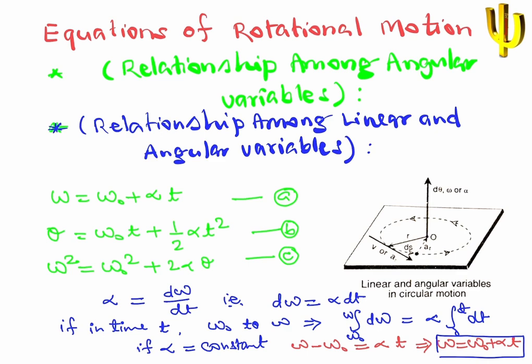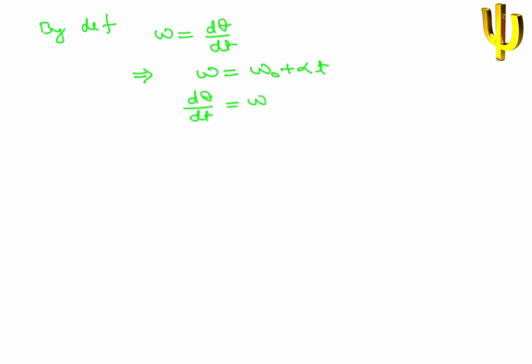Now let's derive equation number B. By definition, angular speed may be given by d theta by dt. Then equation A, that is omega is equal to omega naught plus alpha t, may be written as d theta by dt is equal to omega naught plus alpha t, that is, d theta is equal to omega naught plus alpha t into dt.